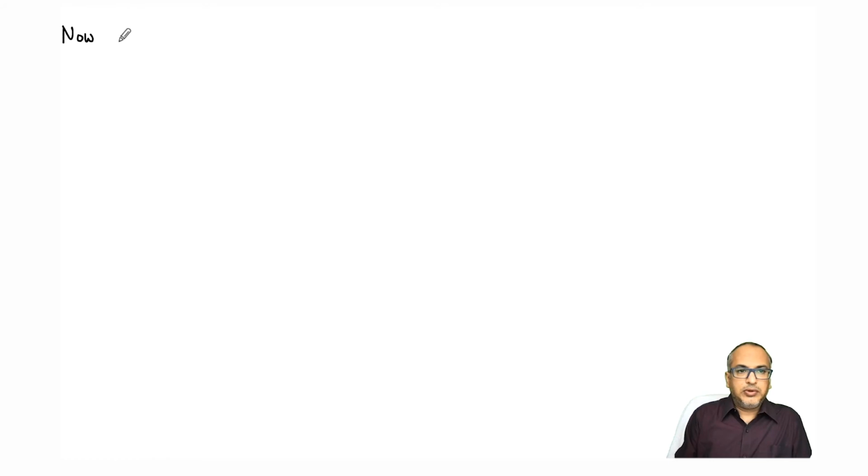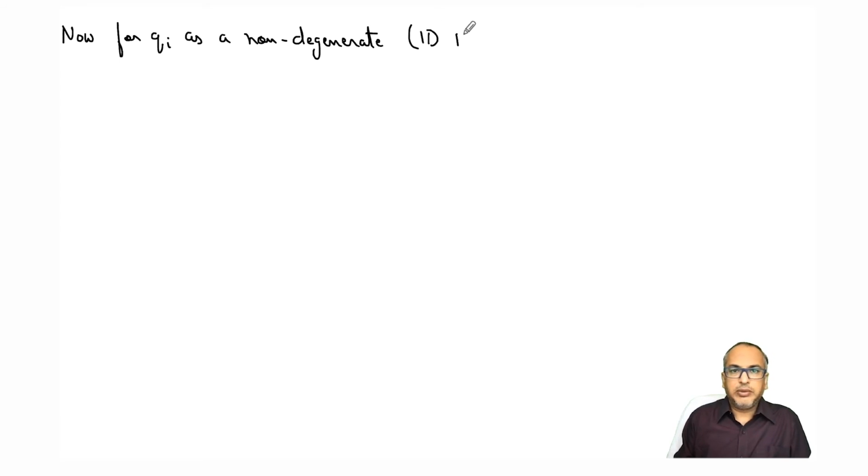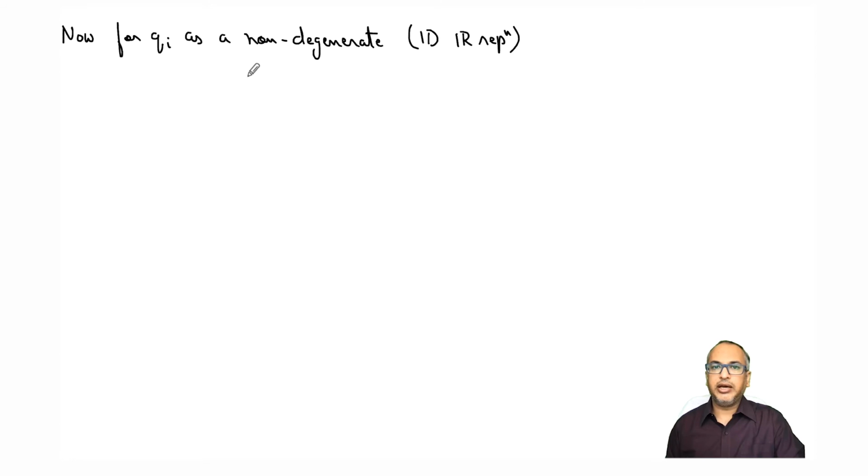So now for qi as a non-degenerate, or we can say one-dimensional IR representation. See, the IR representation for qi will be same as the IR representation for the corresponding normal mode, right? So we have seen that the symmetry of normal mode is equal to the symmetry of the normal coordinate. So we know this will have the symmetry of the normal mode. Now that symmetry can be one-dimensional or two-dimensional. It can be non-degenerate, which is a 1D IR representation, or it can be degenerate and then it will be a 2D IR or 3D IR representation, right? We have seen that normal modes can have symmetry of 1D IR and 2D IR and 3D IRs.